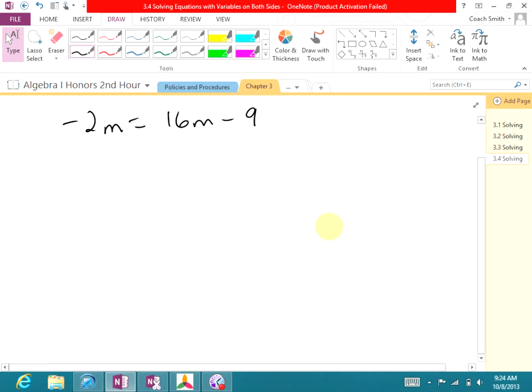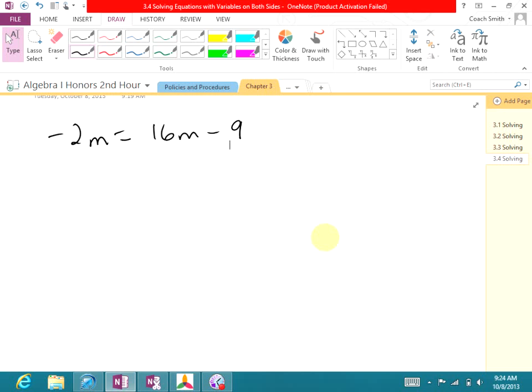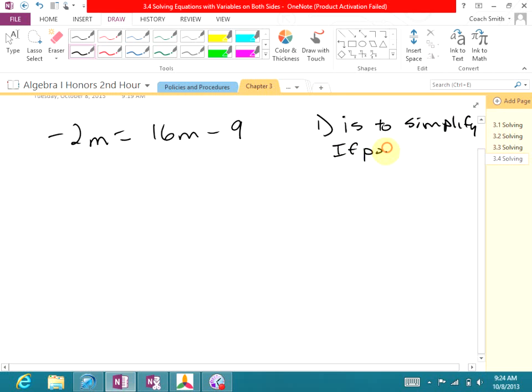Now, the whole idea of solving is to isolate the variable by itself on one side of the equation or the other. Well, this sort of defeats the purpose. We got them on both sides now. So what we have to do is, step one is to simplify if possible.